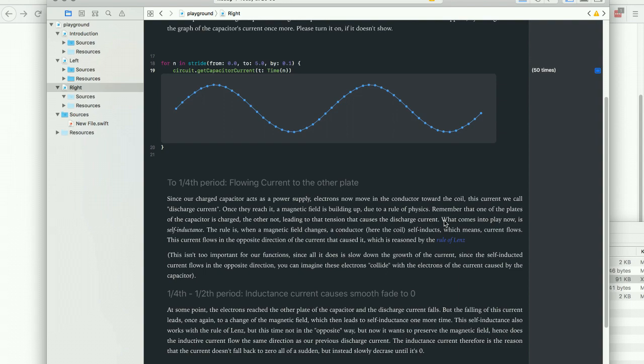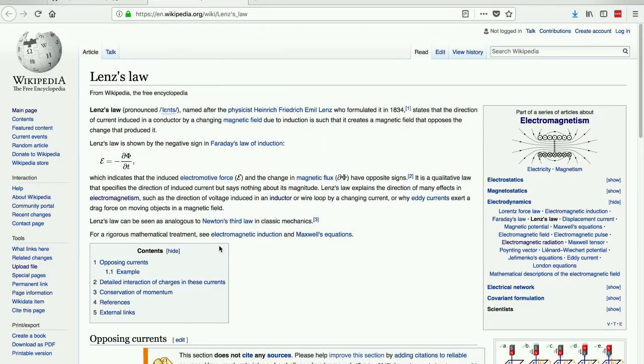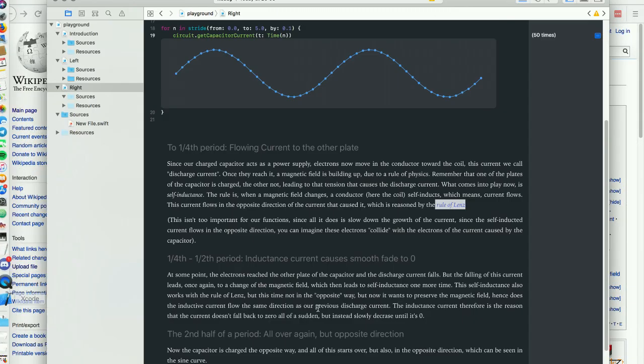What comes into play now is the self-inductance. The rule is when a magnetic field changes, a conductor, here the coil, self-inducts, which means current flows. So that's a different current. This current flows in the opposite direction of the current that caused it, which is reasoned by the rule of Lenz. So that's a rule. If we have self-inductance and we have a new current as a result, the self-inducted current flows in the opposite direction. That's not the only way of using the rule of Lenz though. We'll come to that later. If you click on it, you can always read up on it.